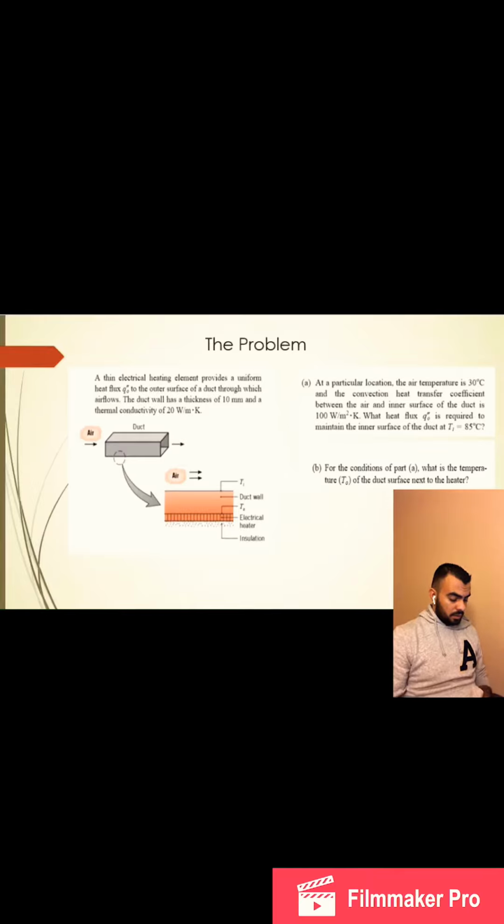So we are asked to find the heat flux and the T naught, which is next to the heater, and we're given the thickness, which is 10 millimeters, although it's written as L equals 10 millimeter. L in this case is the thickness, not the length. Some students think that L stands for the length, but it's not. It's the thickness. And we're given the ambient air temperature and the heat transfer coefficient.